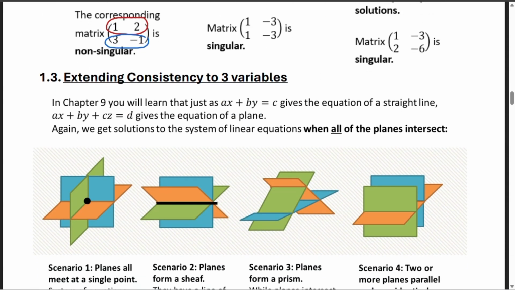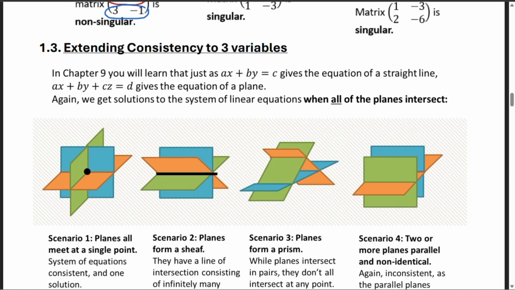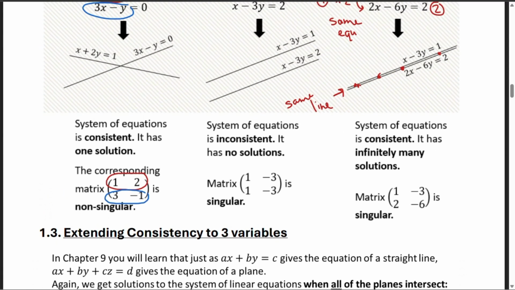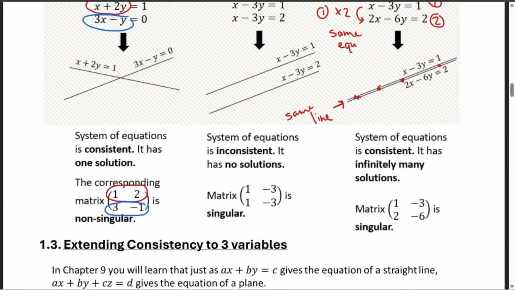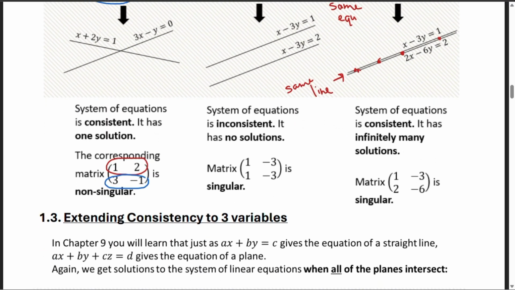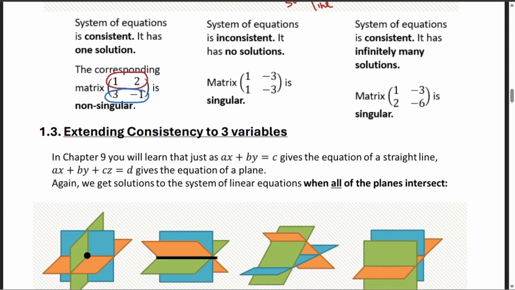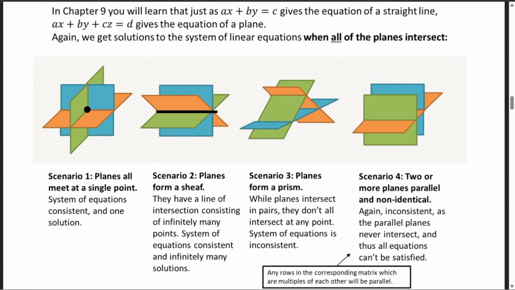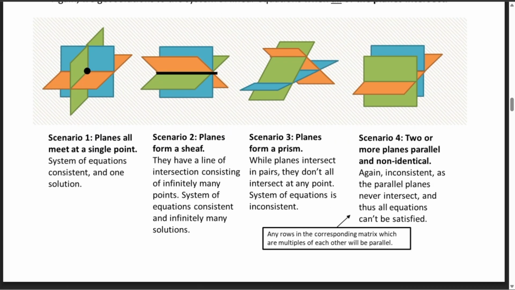So now we're looking at 3 dimensions. It says here in chapter 9, so if you've done chapter 9, you'll know all about this. It says ax plus by is c gives the equation of a straight line, and then ax plus by plus cz equals d gives you the equation of a plane. We're now talking about 3 dimensions. We have the x, y, and z directions, which give us 3D. Like we talked about with the 2D ones, this helps us visualize what's going on with 3D, so we can see if the matrices are going to be singular and what their intersection points are going to look like. So there are 5 different scenarios. There are 4 here, there's 1 below. So we'll talk about this.